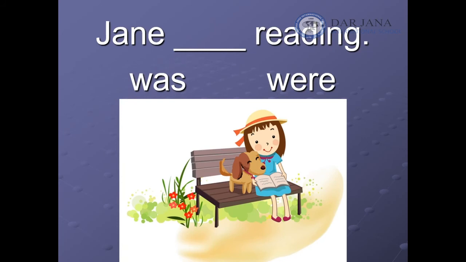Jane was reading. Let's look at Jane. We're just talking about one. Jane was reading or Jane were reading? Was is used just for one and were is for more than one. So Jane was reading. Good work.